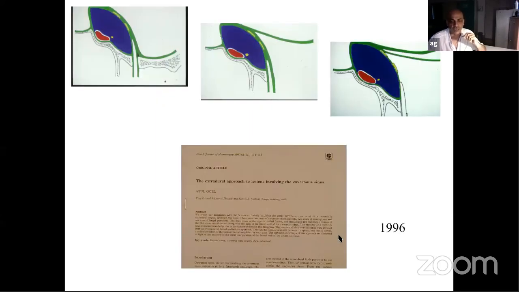This is my 1996 article on the extradural approach to the cavernous sinus, to tumors involving the cavernous sinus. You see, this is the cavernous sinus. You can remove the dura like this. Then there is dura along the cranial nerves, and then there is another layer of dura. Then you come inside the cavernous sinus, and there is another layer of dura around the sixth nerve.